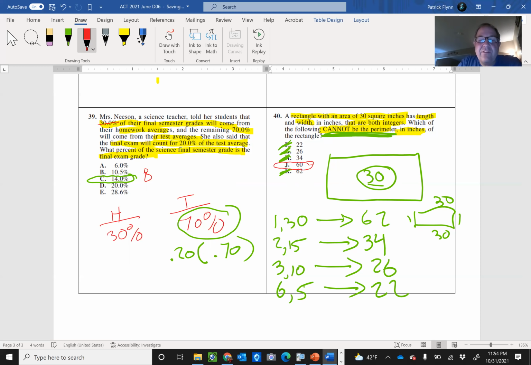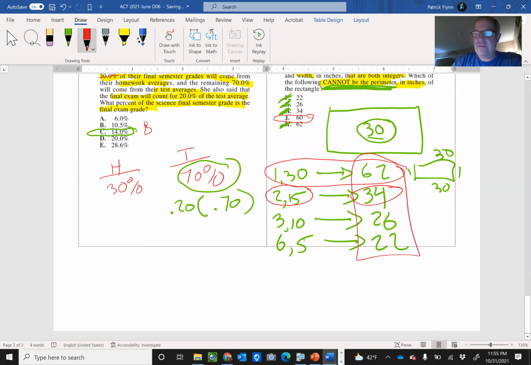There are some quicker ways to go. Like when we did this 1 and 30, that perimeter is 62. And then the next factor pair was way less. That kind of told me that 60 couldn't be an answer because there's nothing between a 62 and a 34 if you look at these choices. Sometimes we tend to overthink these questions, but not too bad, all right? So keep on practicing.